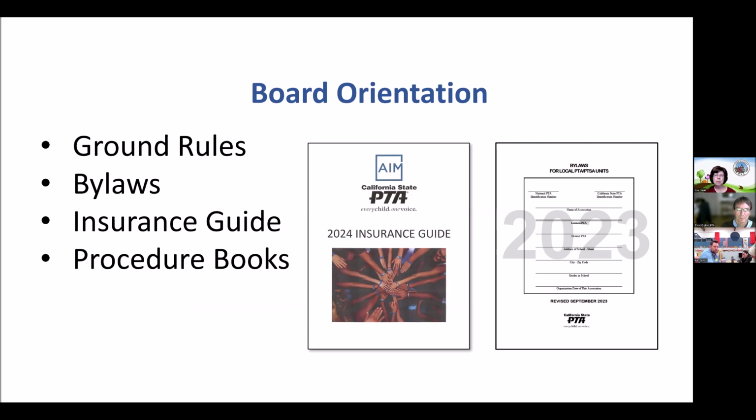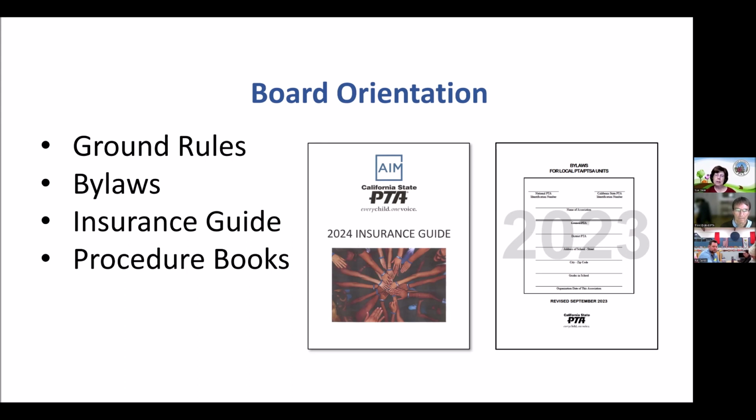Some of those ground rules might include that everybody agrees that they won't have side conversations at the meeting, so everybody isn't trying to talk at once. You need to go through the bylaws and review them so everybody's aware of the information that's in them. You need to glance at the insurance guide. Anytime you're doing things, you want to be sure that that particular activity is covered.